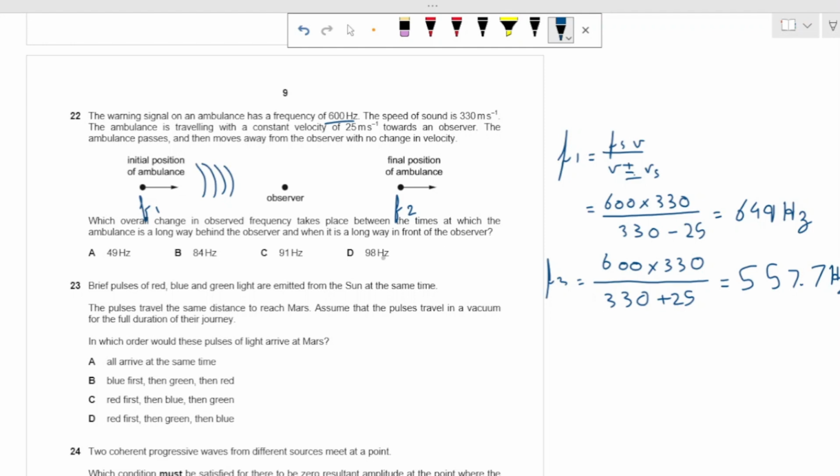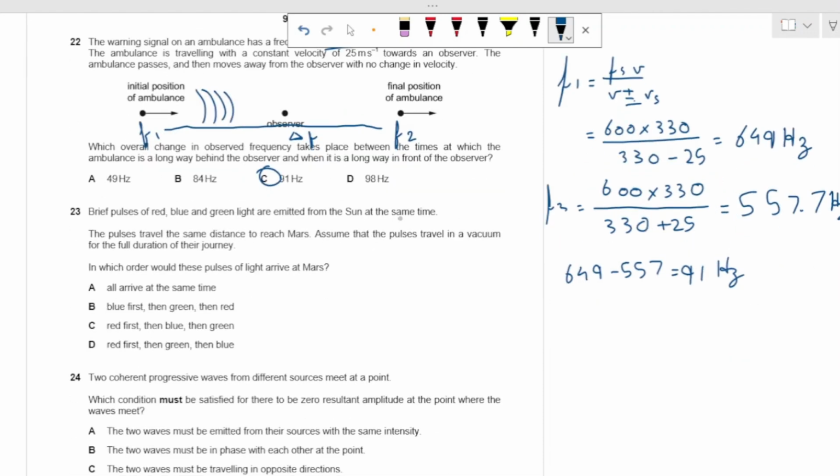Now this is not the final answer. The final answer is the overall change in observed frequency. So the frequency changed from here to here. What is that change in frequency? Simply subtracting both of them. So 649 minus 557 will give you 91. So 91 is your final answer, which is option C.